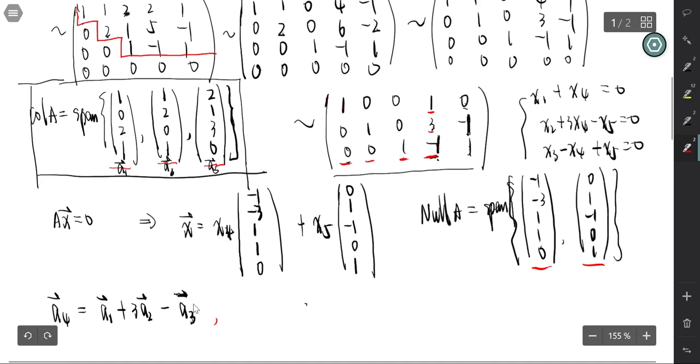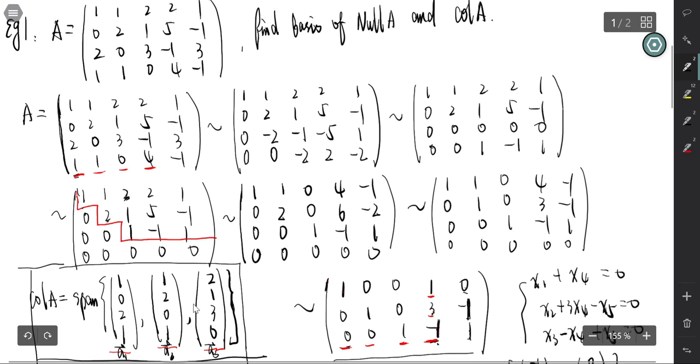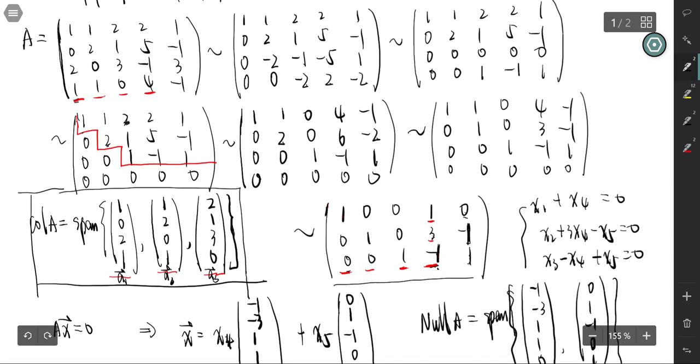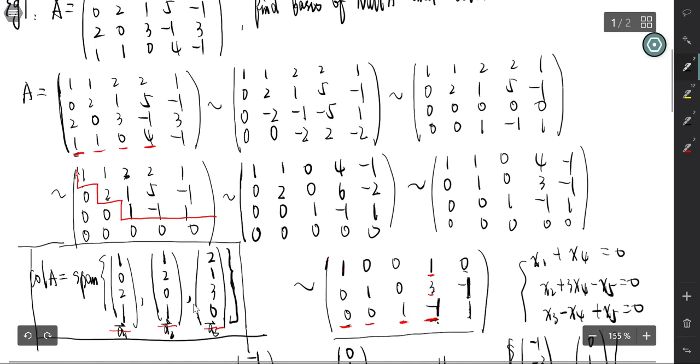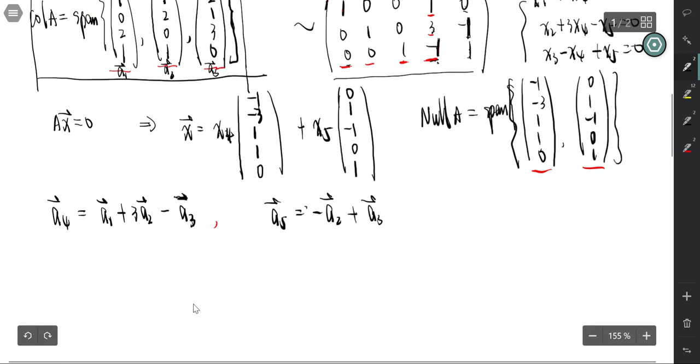And A5 is negative A2 plus A3. We can check. Negative A2 plus A3: that's -2 minus 1... 1 minus 2 is -1, and 0 minus 1 is -1. That's right.